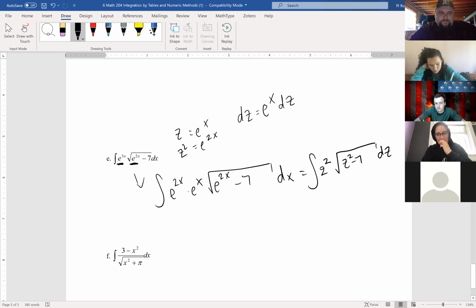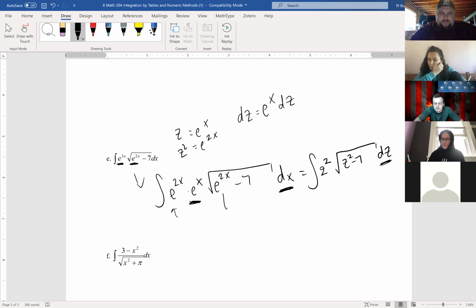Let's try that. So I broke e to the 3x into e to the 2x times e to the x. I let z equal e to the x, which means z squared is e to the 2x. And I took the derivative of z, or the differential, which was dz, and that's just e to the x dx. So I have that with this one and this one. That's why I broke it up originally. So that's all going to become dz, and left behind would be z squared, and that would be z squared.